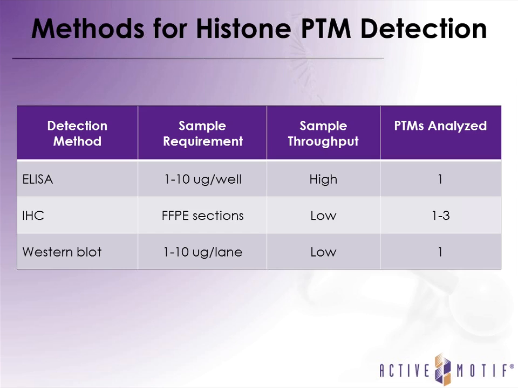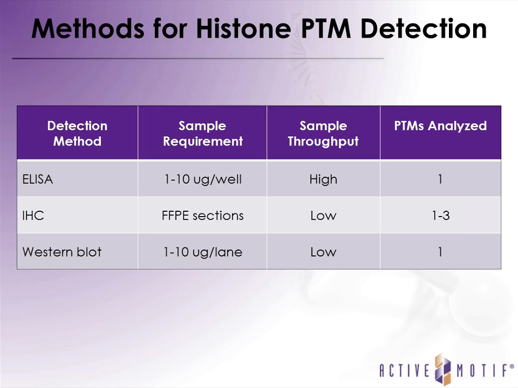The most common methods used for monitoring changes in histone modification include ELISAs, which require microgram amounts of sample, are relatively high throughput, but are limited to the analysis of only one mark at a time. In contrast, with immunohistochemistry or immunofluorescence, depending on the instrumentation that you have available, you can analyze multiple marks simultaneously. However, throughput is relatively low due to the laborious and technical nature associated with sample preparation.